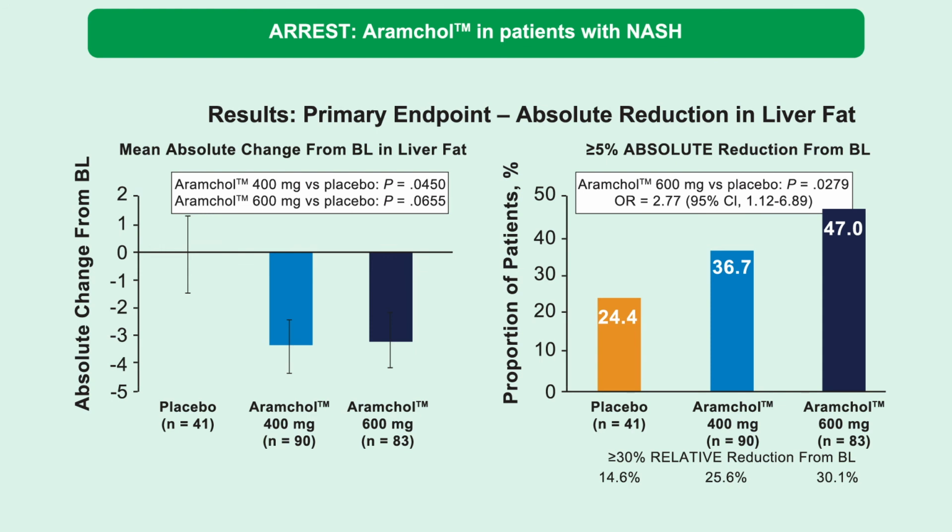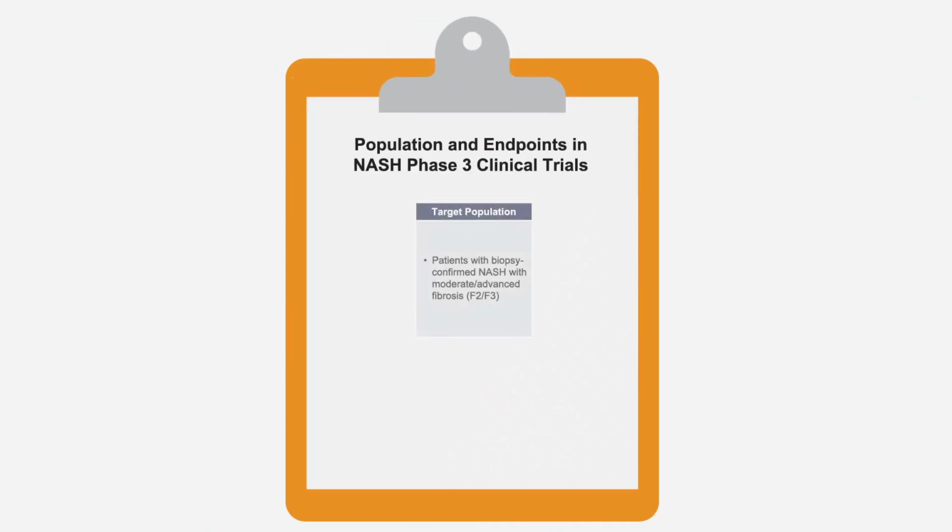Therefore, now aramcol is being tested in a phase 3 program for assessment of resolution of NASH as well as improvement in one stage of fibrosis in patients with biopsy-proven NASH in stage 2 or 3 fibrosis. For FDA approval of a particular agent, the population to be treated that has been currently accepted is patients with NASH who have at least stage 2 fibrosis or higher.